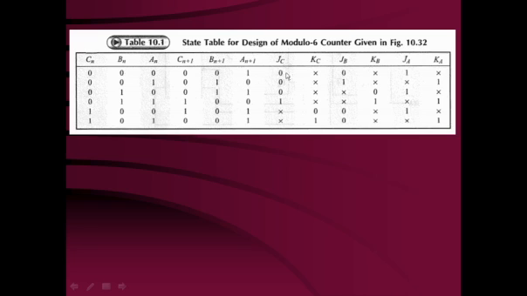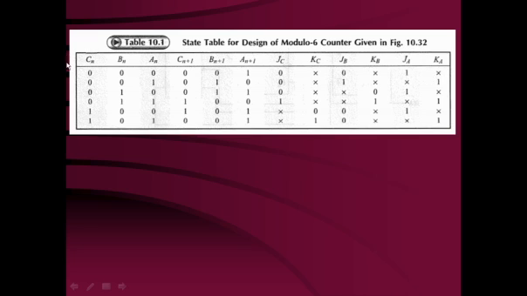That means, what is the requirement for J and K? 0x. So JC is going to be 0, KC is going to be x. JB is going to be 0, KB is going to be x. Flip-flop C, flip-flop A making a transition: the initial state was 0, the next state was 1. So it makes a transition from 0 to 1. And for that, you require the condition 1x. So here it is going to be 1x.